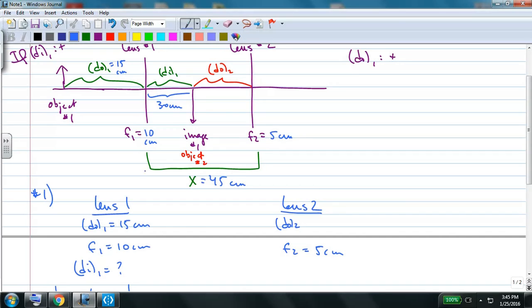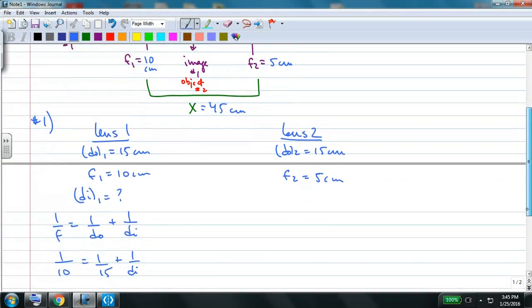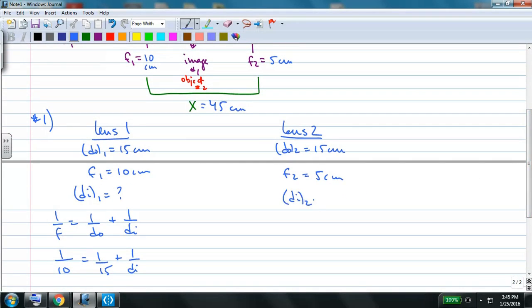Well, you know the whole thing is 45, so using your common sense, I know that you know this must be 15 centimeters, right? So we're going to fill that in. So that's going to be 15 centimeters. And now we can play the same game to figure out where the di2 is.